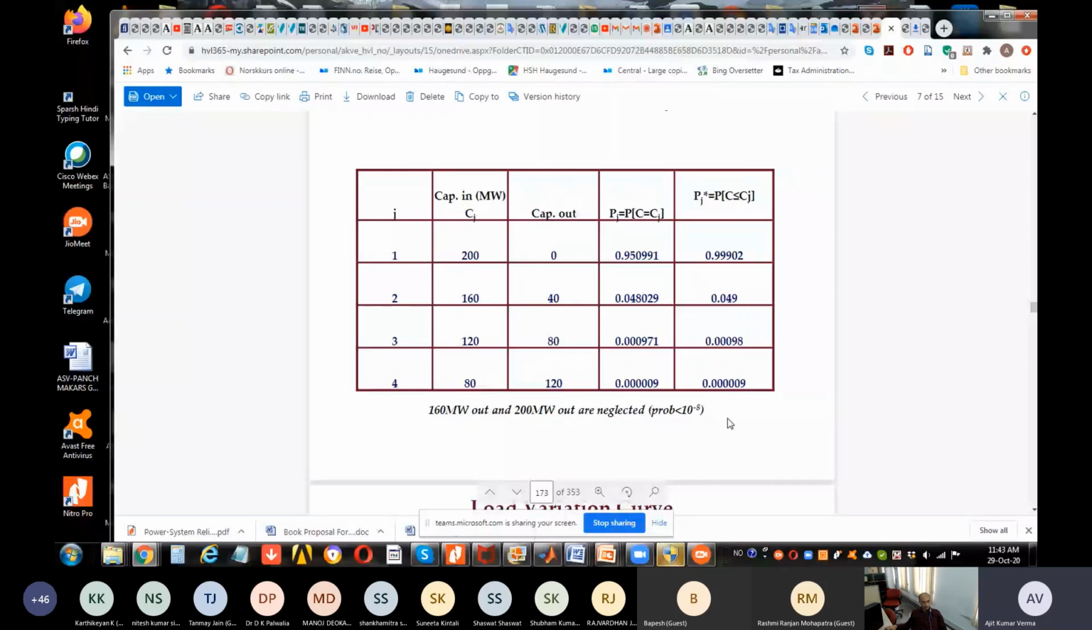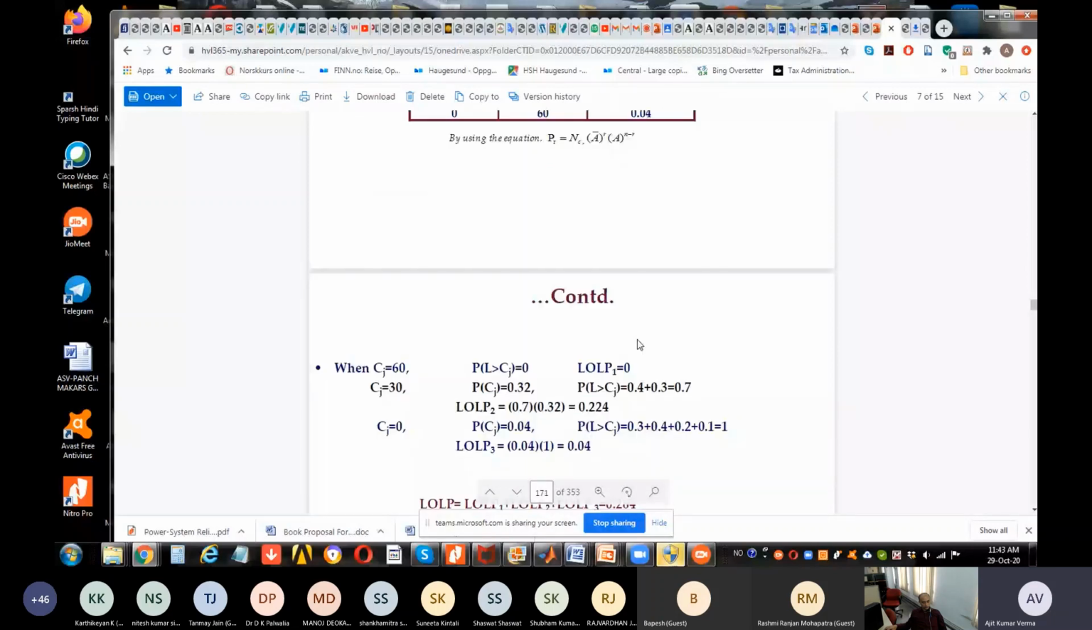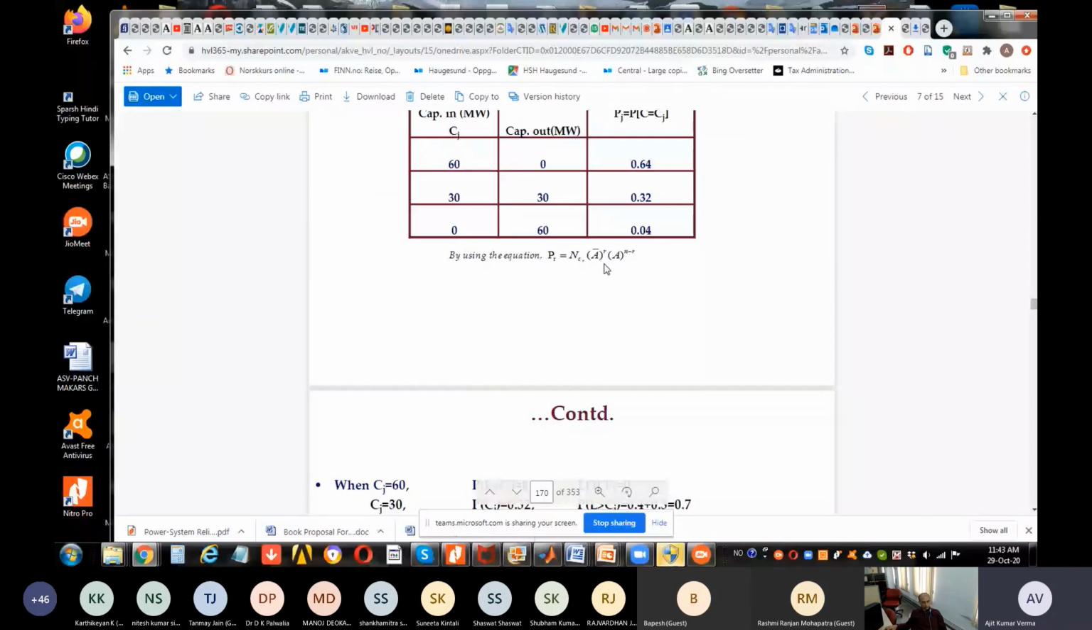You know how these can be calculated? You use the binomial expression, all the combinations. Those that are working, you multiply the availabilities. Those that are not working, you multiply their unavailabilities and take the number of combinations, and that's the probability expression.